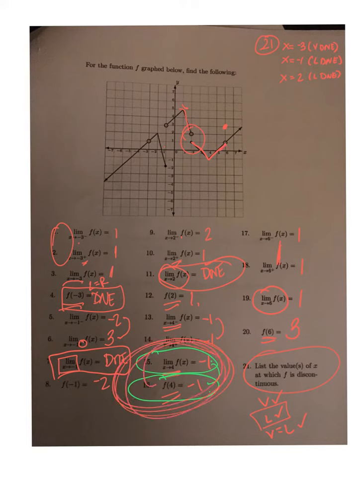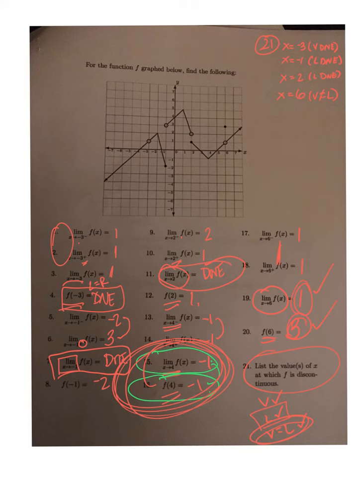The next one happens at 6. Is there a value? Yes. Is there a limit? Yes, right here. So there's a limit and a value, but it fails the last condition. The value is 3. The limit is 1. So the value does not equal the limit. So to answer 21, there are 4 places of discontinuity. The 4 places of discontinuity are -3, -1, 2, and 6.